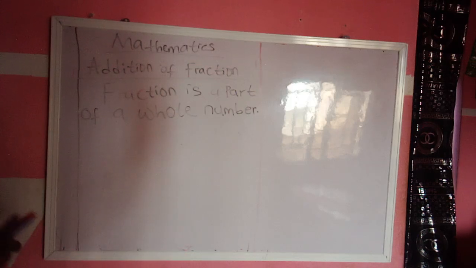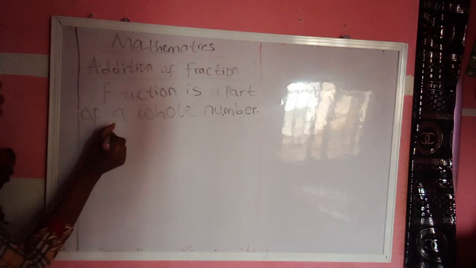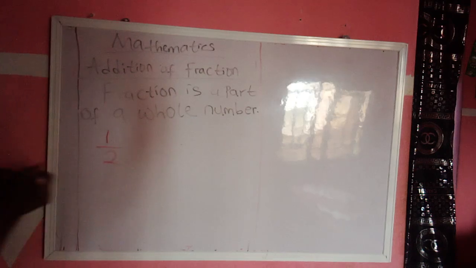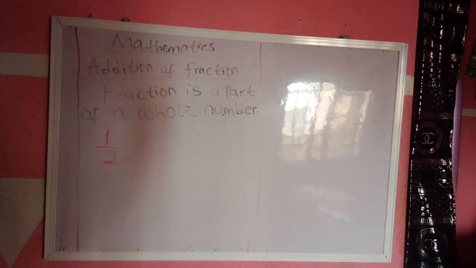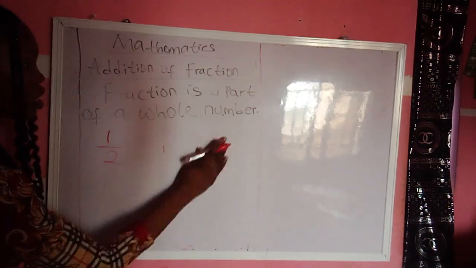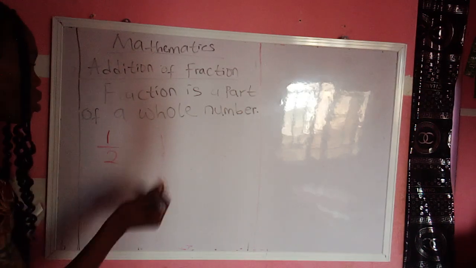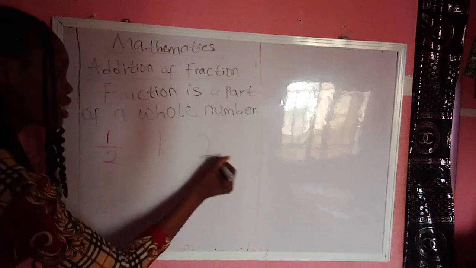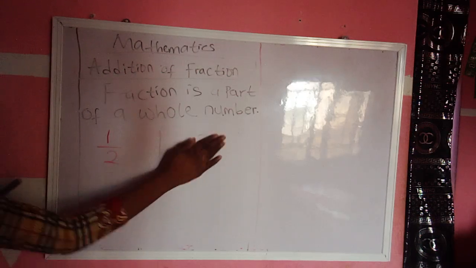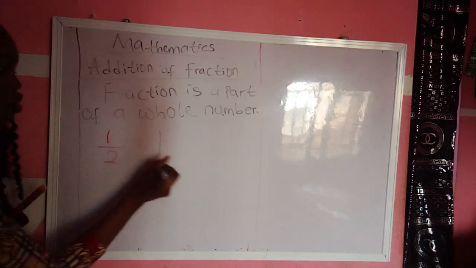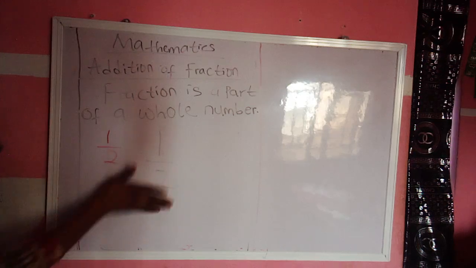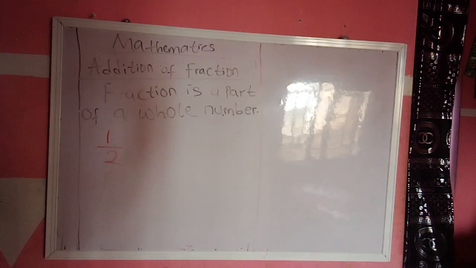Now let me give you an example. We have this 1 over 2. 1 over 2 is a what? A fraction. 1 is a number, right? 1 is a number. Good. 2 is another number. But if you now bring the two of them together and write 1 over 2, it becomes what? A fraction. Are you seeing it?